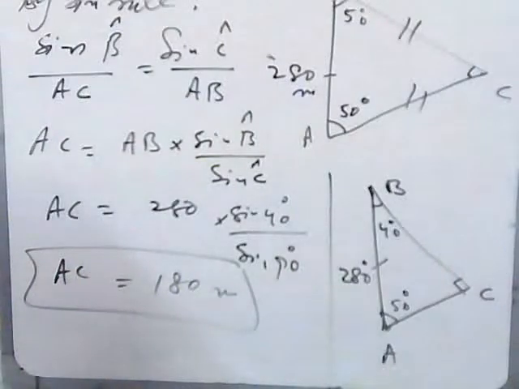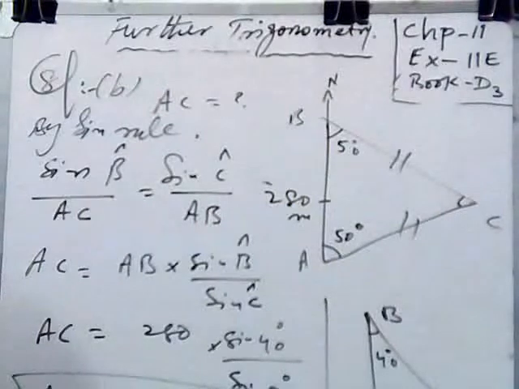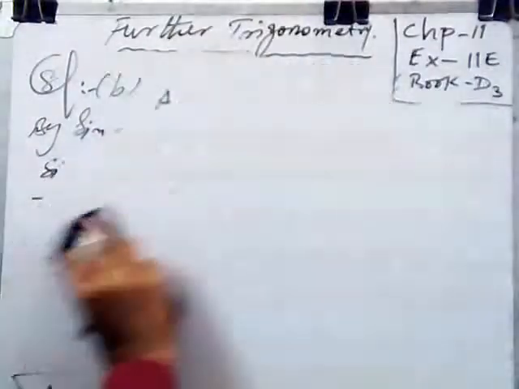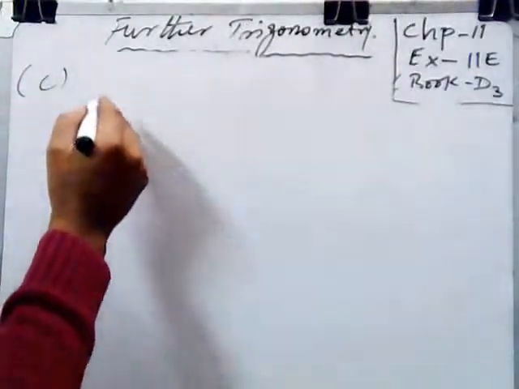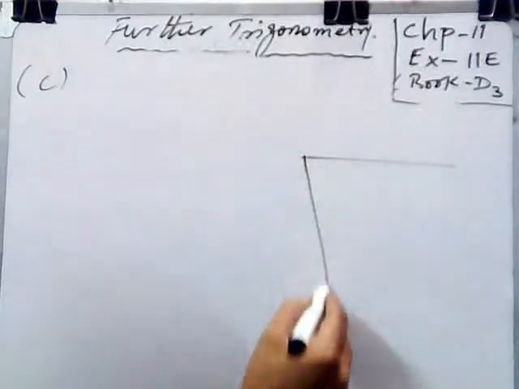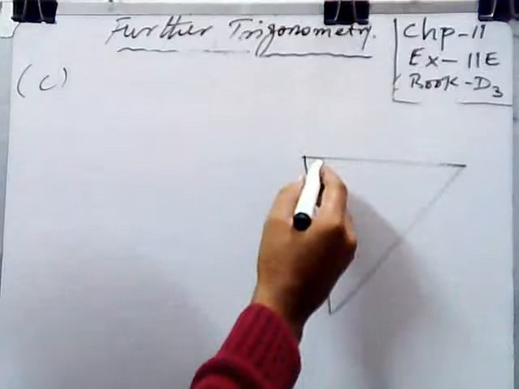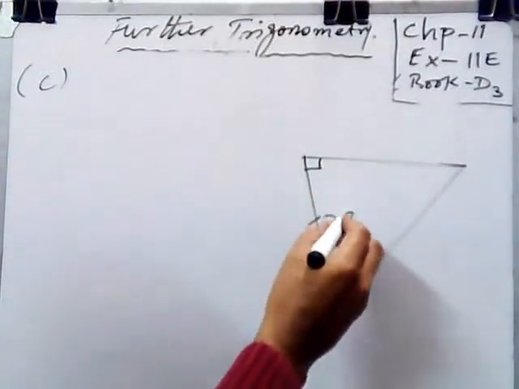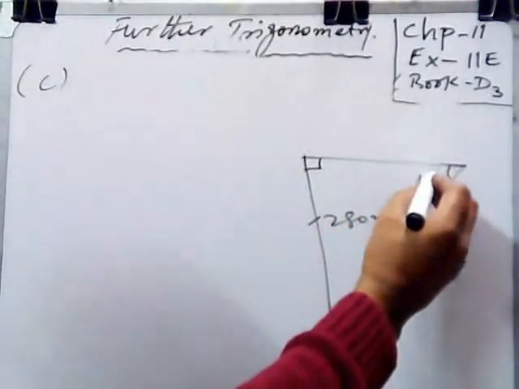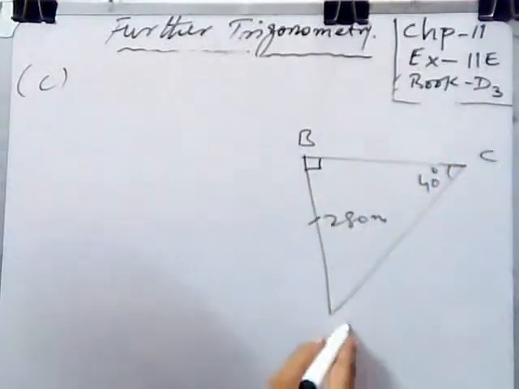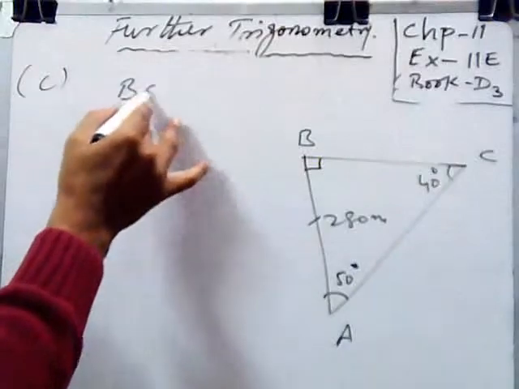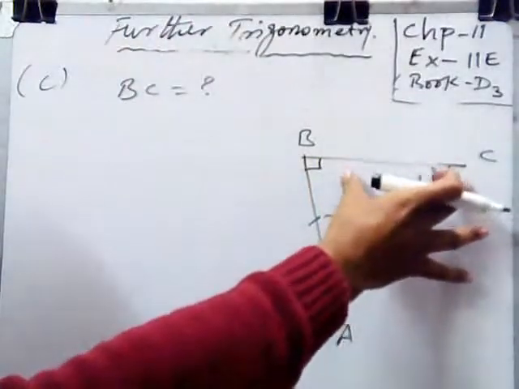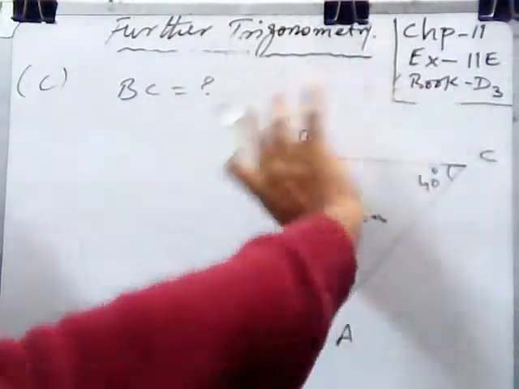Similarly, in the third portion, in the third diagram, we have been asked about due east of B, when the man is east of B. We have to find the C portion. Now the condition is like this: the 90 angle, 280 meters, that is your 40 degrees, B, C, A, and 50 degrees, which are given to you. Due east means we have to calculate the value of BC, with north, east, west and south.